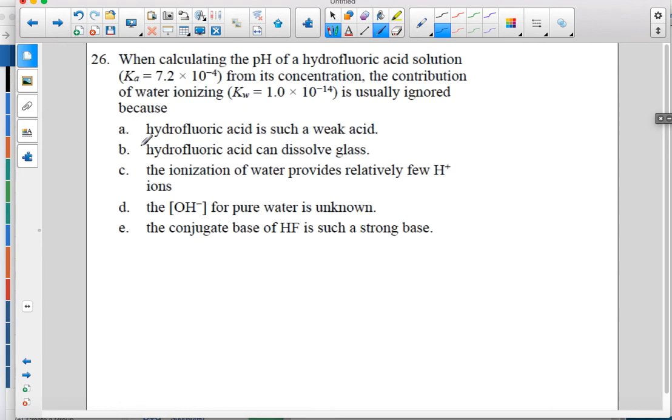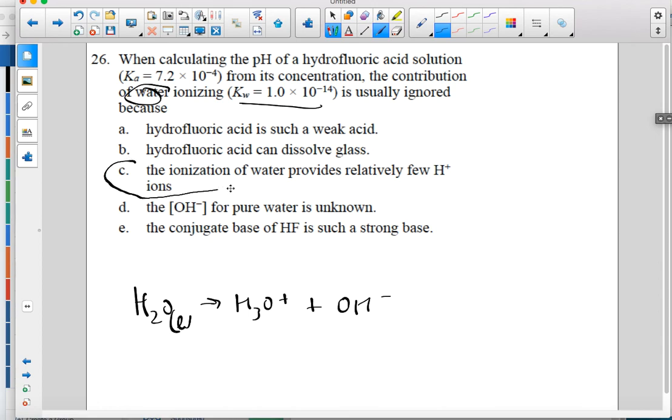26 says, when calculating the pH from its concentration, why do we ignore the contribution of water? Because we know water naturally breaks up into H3O plus and OH minus. Why do we ignore that value? Because the amount it actually produces is so low, we basically can just ignore it. Not because it's a weak acid or it can dissolve glass. It's simply because the water does break up into H3O plus and OH minus, but the amount it produces is so minute it doesn't really matter.